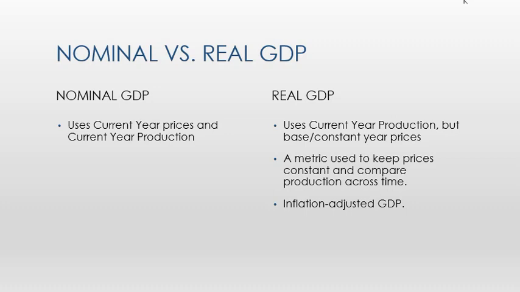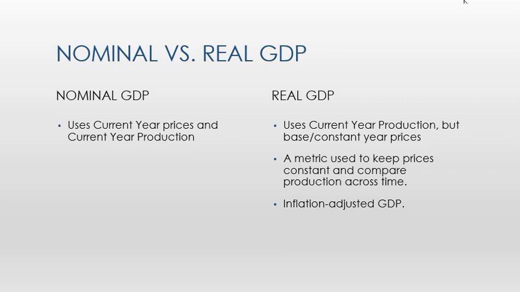When we calculate GDP, we're using the prices of the goods that we're producing and how much we're producing of those. If we use the current year prices and the current year production, that's going to be nominal GDP. But if we use nominal GDP and the prices go up, then GDP is going up too. So what we're really trying to figure out is what's going on with production.